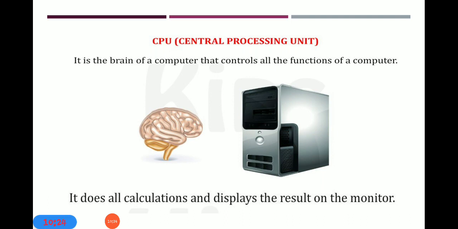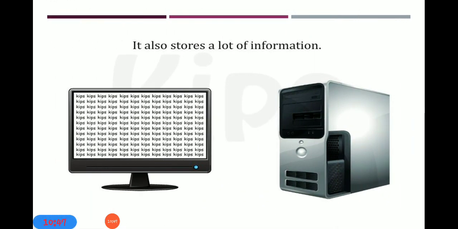It does all calculations and displays the result on the monitor. It can perform calculations of sums and display the result, meaning whatever sum you are calculating, the answer to that sum is displayed on the monitor by the CPU. It also stores lots of information in it, just like our brain stores whatever you learn before an exam, and any other things, all stored in your brain. Just like that, the CPU also stores lots of information.